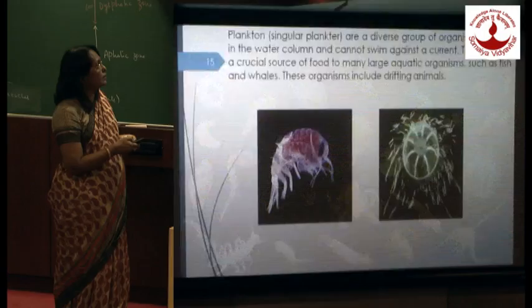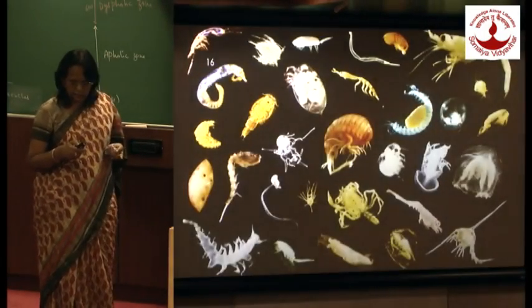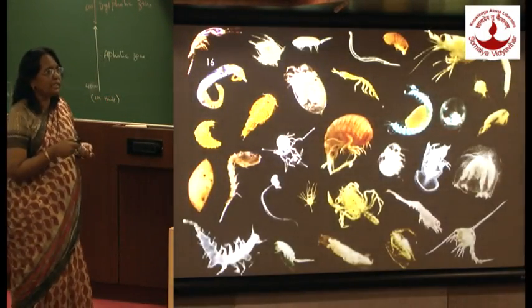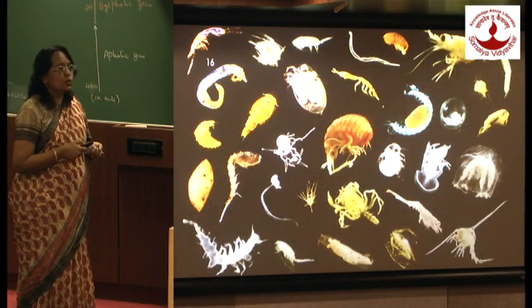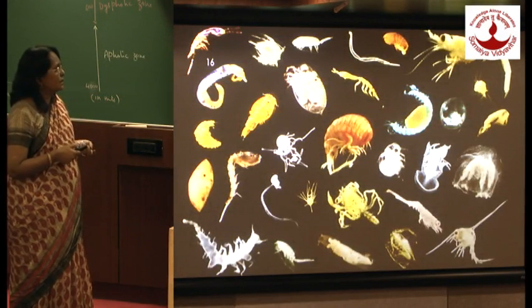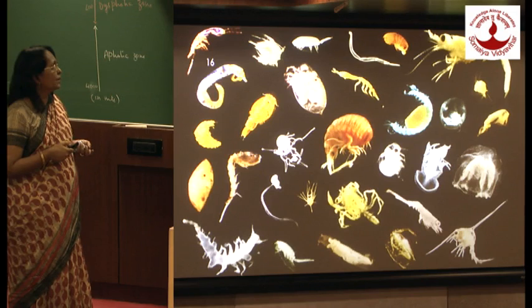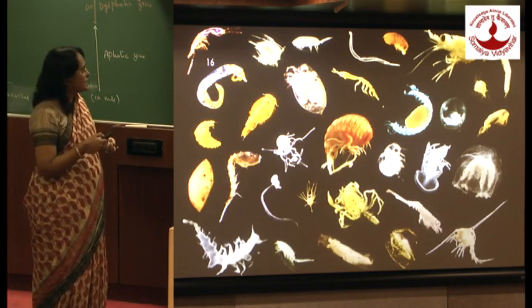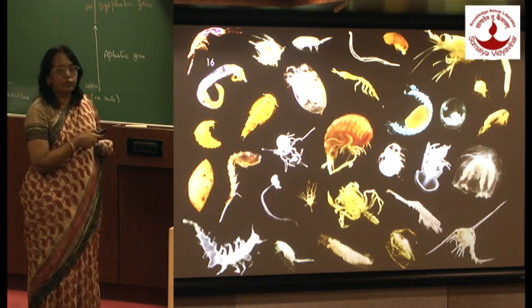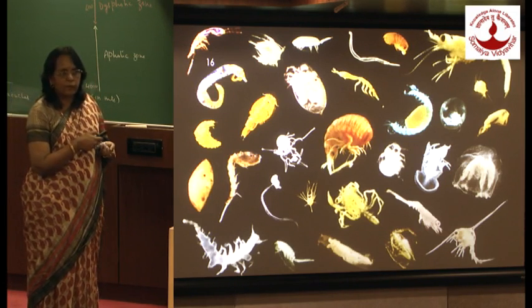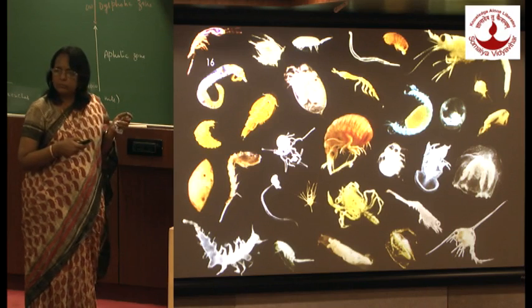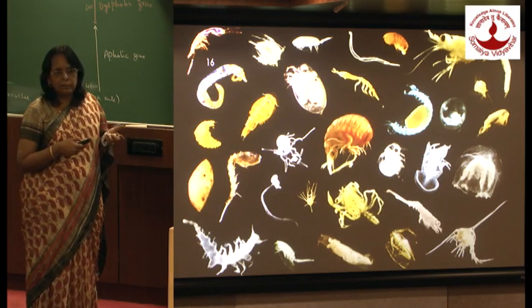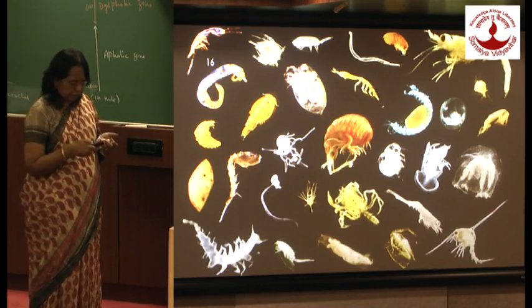Now this is a picture of various zooplanktons which are present. Like we have Zuia, we have Sagitta, we have Lucifer, we have mysids, all types of zooplankton. Alright, see, they're very tiny, some are microscopic, but very, very important.